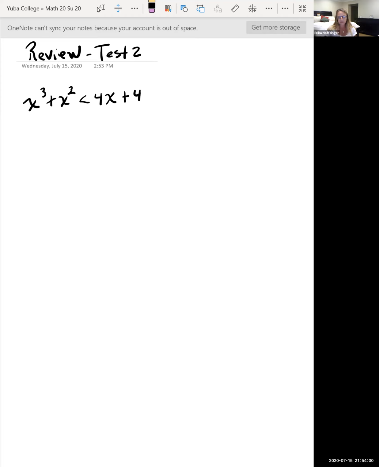Linear inequality, you just isolated the variable. You just had to worry about if you multiplied or divided by a negative number, and that swapped the way your inequality was facing. Nonlinear inequalities, you want to get everything to one side of the inequality, and then we find what are called our critical numbers. And those are values which set it equal to zero. So if we got everything to one side of the inequality, let's subtract 4x and 4, we could rewrite this as x cubed plus x squared minus 4x minus 4. And we're looking at when is this less than zero?